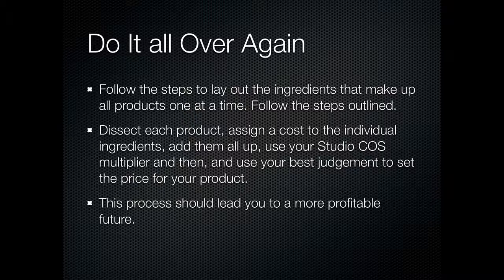So what you're going to do is do this over and over again for each product that you have. You want to follow the instructions that I provided for you. You want to dissect each product and assign a cost to each item that goes into the makeup of that product. And then you want to use your best judgment to set your price, meaning you want to use the mathematical price, but you also have to use your area and your expertise by understanding the makeup and what you need to be profitable. But now you might not be able to sell an individual 8x10 all by itself.